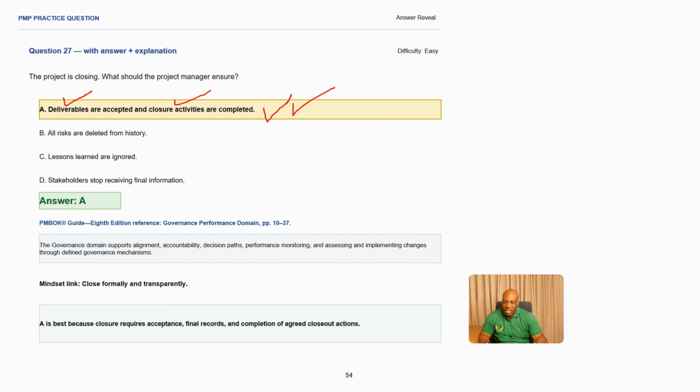What is our reference is the governance performance domain, all right? And the mindset that is applicable to this particular practice question, you need to close formally and transparently. So this is very important. You don't just close a project. Whether it's terminated or whether it's closing normally, a project should be closed formally and also in a transparent manner, which means all the documentation is done. Making A the best answer because closure requires acceptance. It requires final records and also completion of agreed actions, making A the best answer.